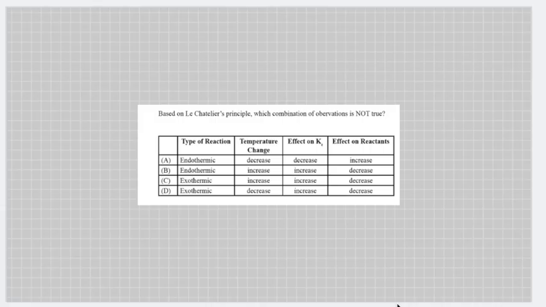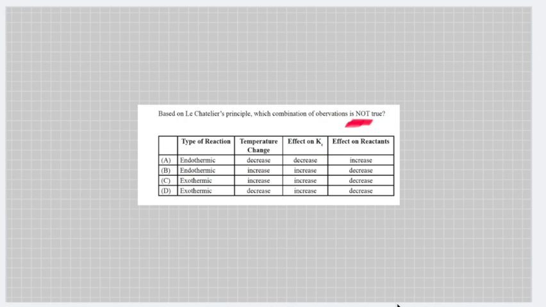Hello and welcome again. Today we look at this multiple choice question from the Caribbean Examinations Council CAPE Exam Specimen Paper 2017. This question says, based on Le Chatelier's principle, which combination of observations is not true? Now, of course, we need to be very careful with these types of questions. The word not. So in other words, one of these four is false.